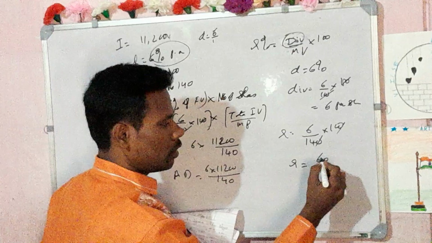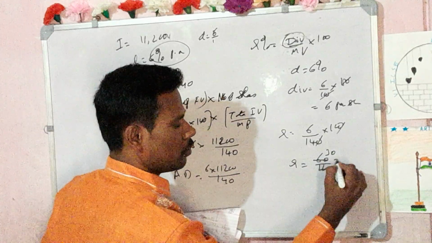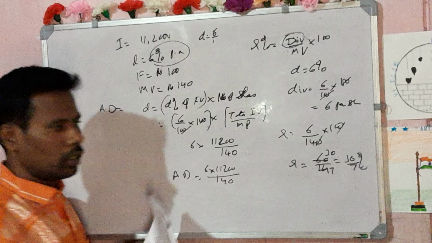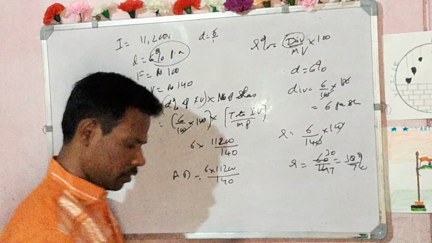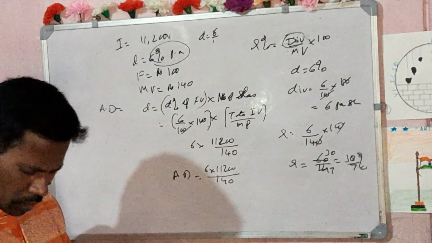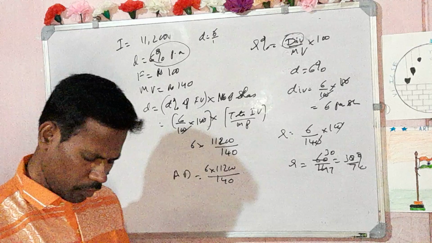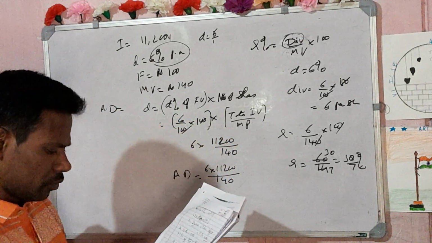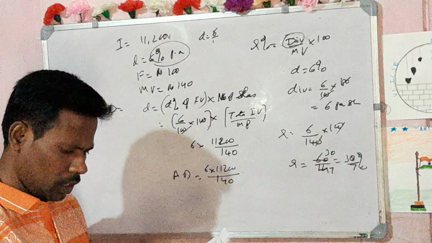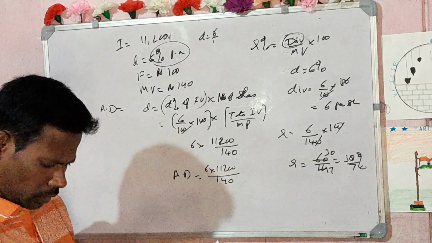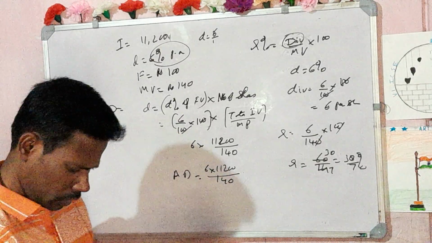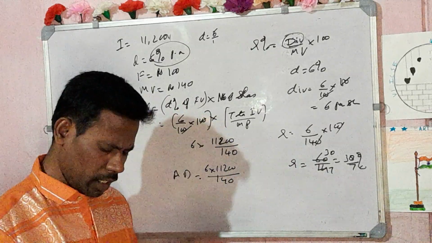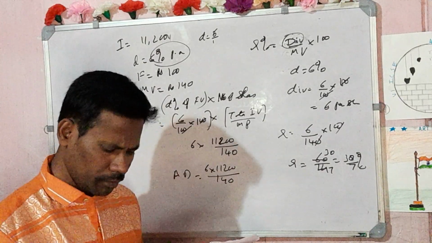60 by 14. 2 3 is 6, 2 7 is 14, so 30 by 7. So simplify it, you will get the answer. There is the solution. So if you want, the answer is this division 30 by 7, or you can write it in mixed fraction also, there is no problem.